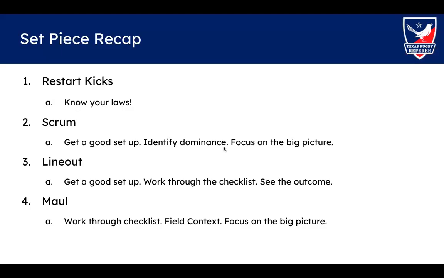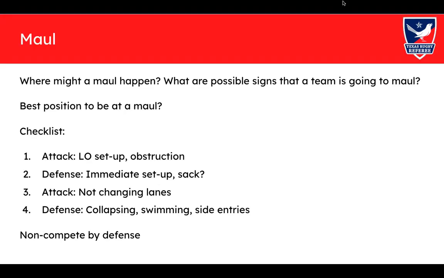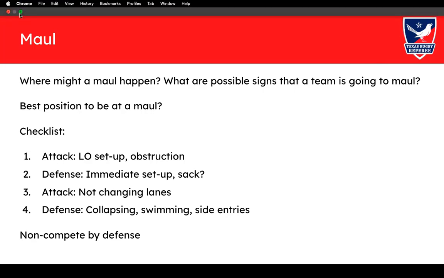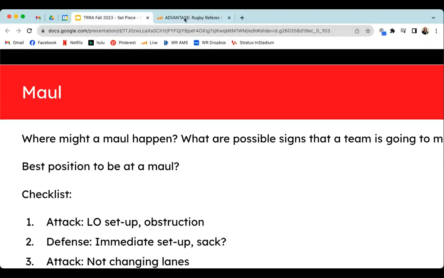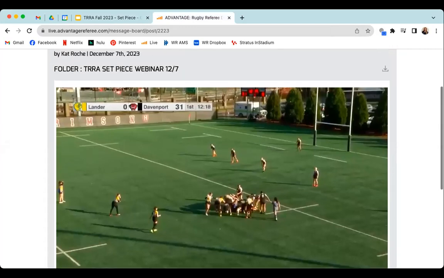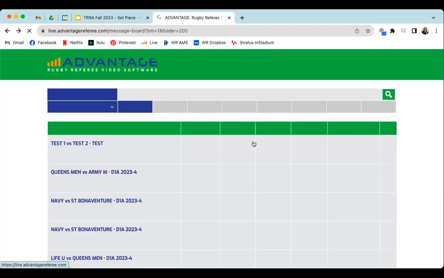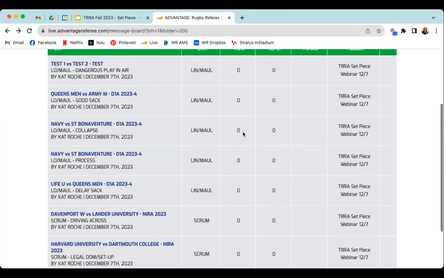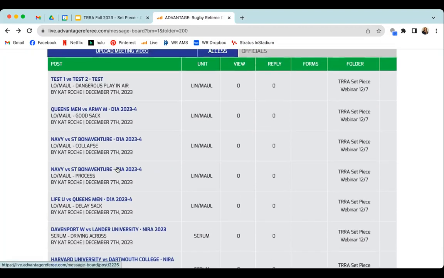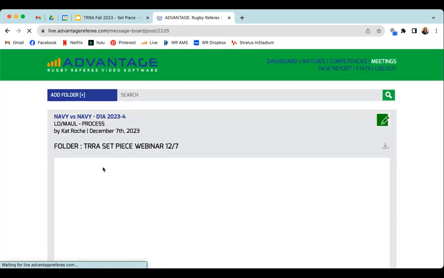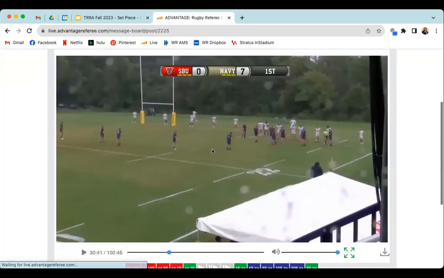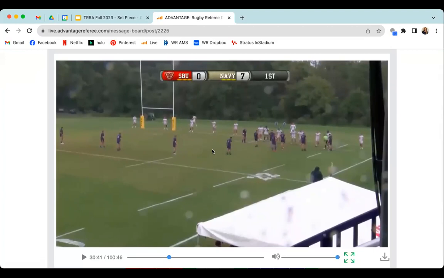Awesome. So that is our lovely little maul and line out bits. We're going to go back to advantage because I've got some fun clips in there that we can talk about. We will go with process first.